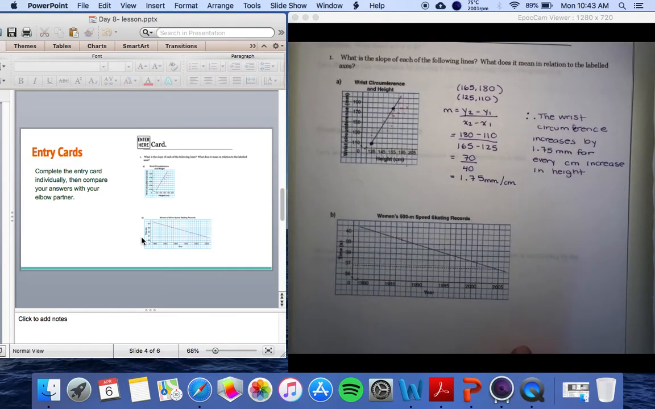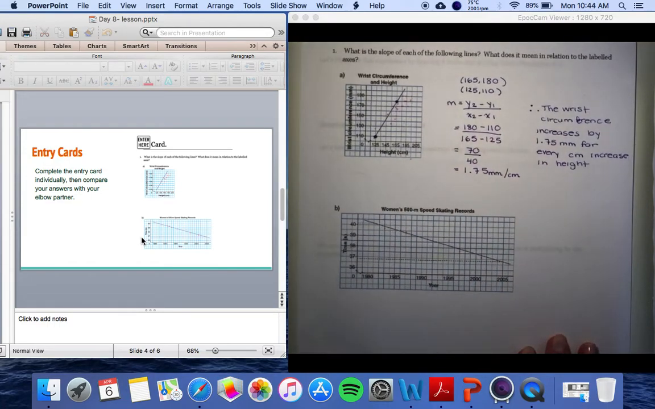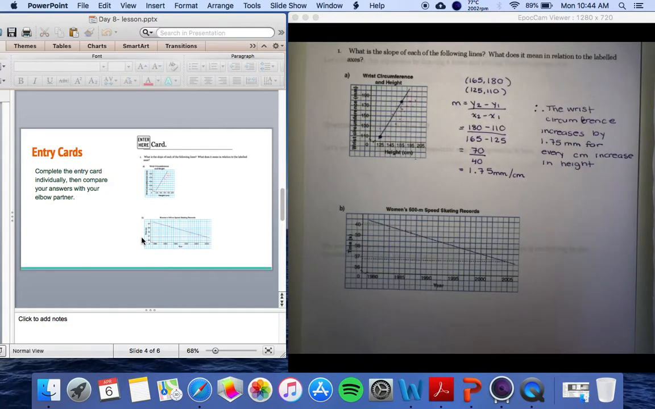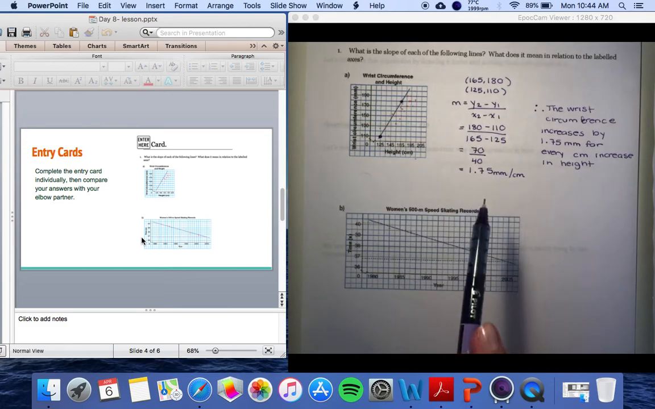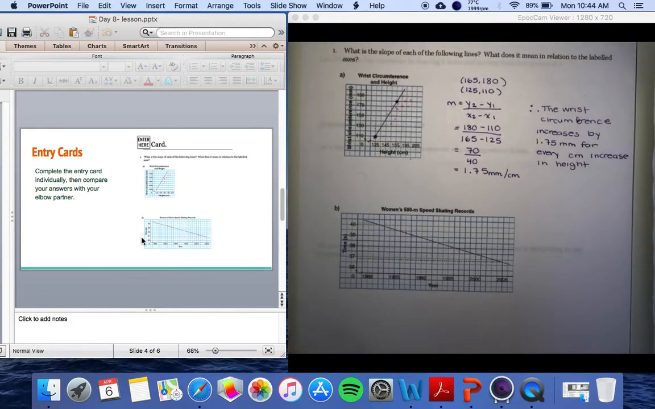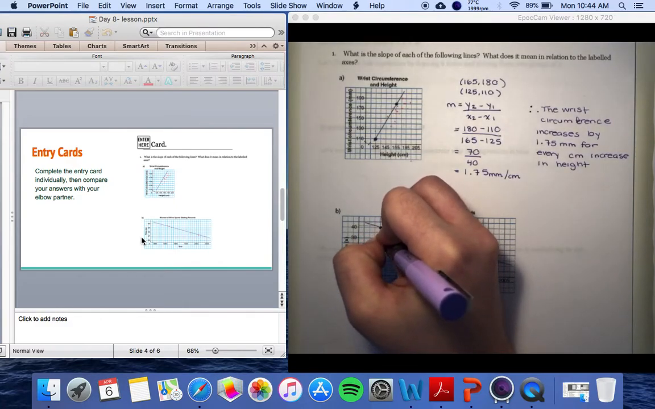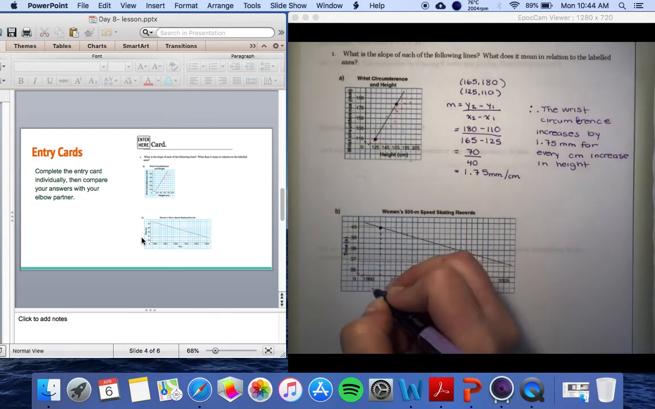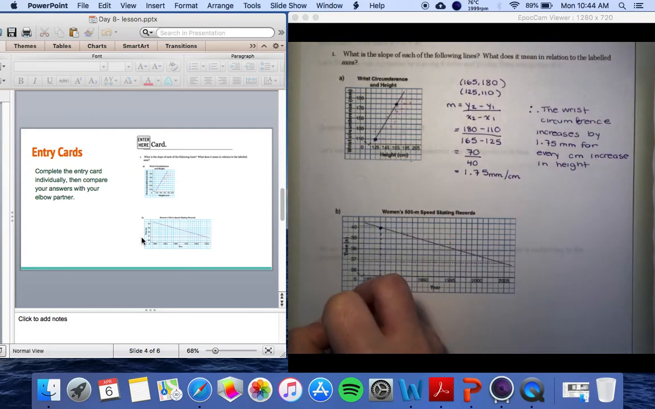The second example I have here is looking at women's 500-meter speed skating records. So we're going to do the exact same thing, use our slope formula. You could technically use rise over run here. I just find it easier to use coordinates, but up to you. Okay, so for the next one over here, 2 points that I can easily identify are this point right here, which is 1983 and 40. So 1983, 40.